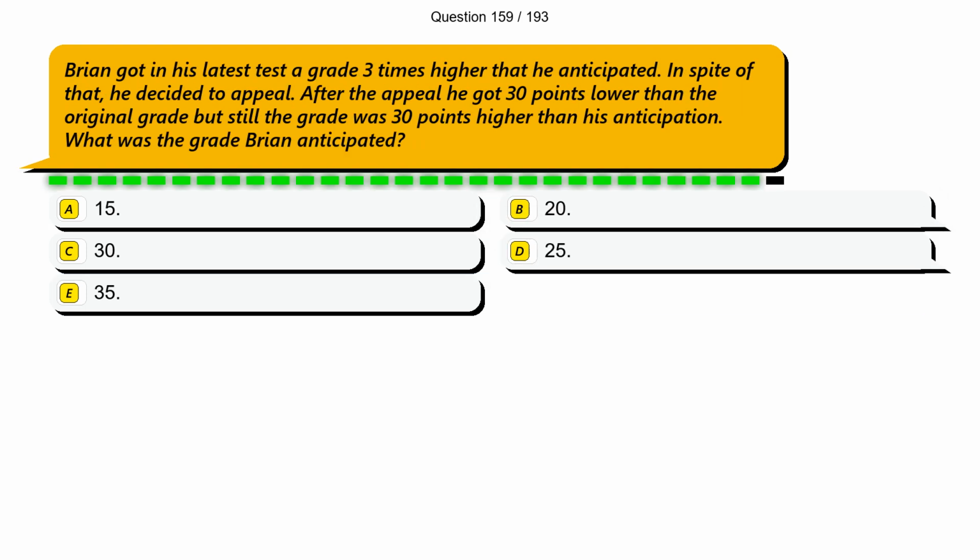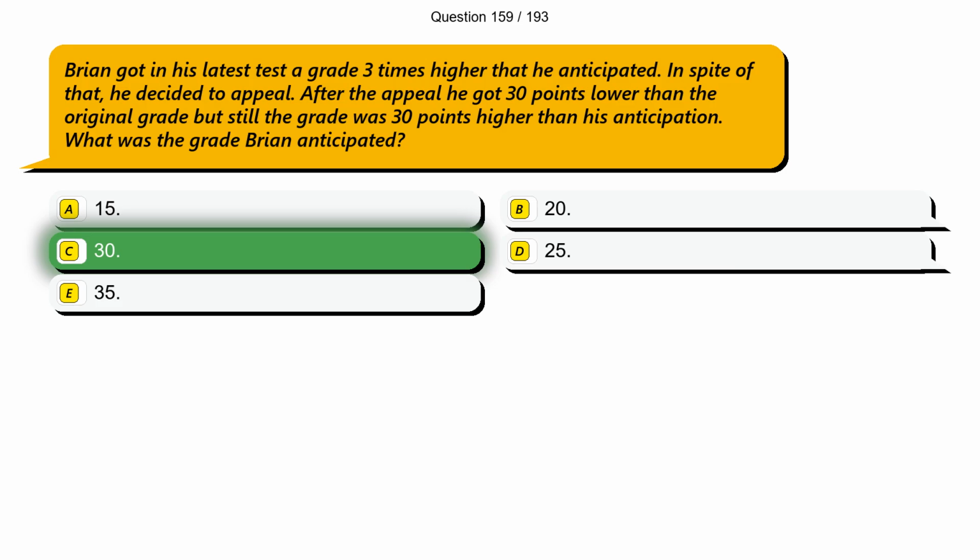Question 159. Brian got in his latest test a grade 3 times higher than he anticipated. In spite of that, he decided to appeal. After the appeal he got 30 points lower than the original grade, but still the grade was 30 points higher than his anticipation. What was the grade Brian anticipated? Option A, 15. Option B, 20. Option C, 30. Option D, 25. Option E, 35.